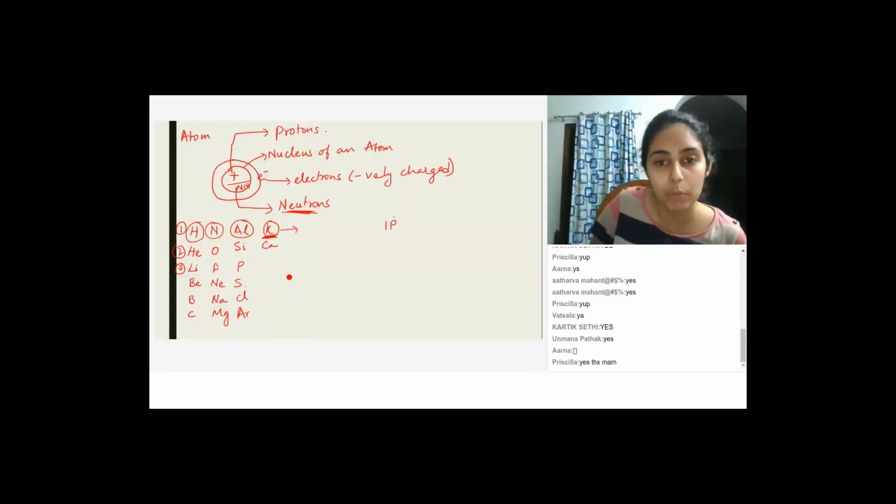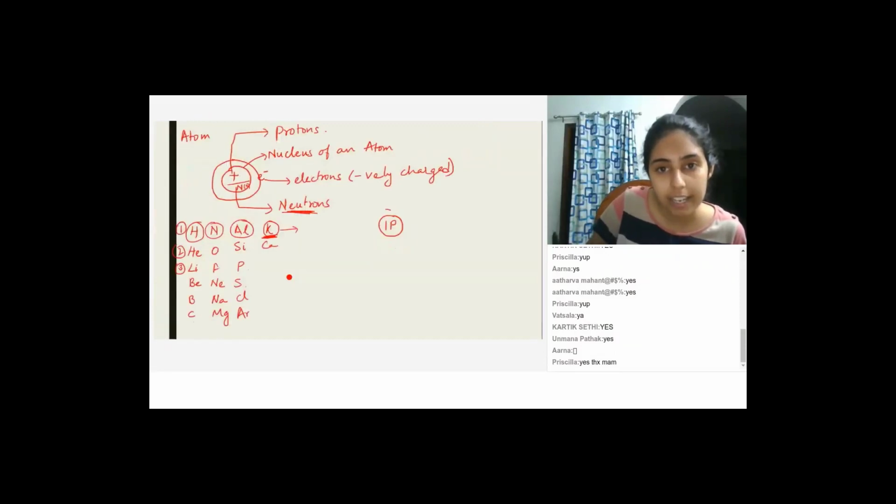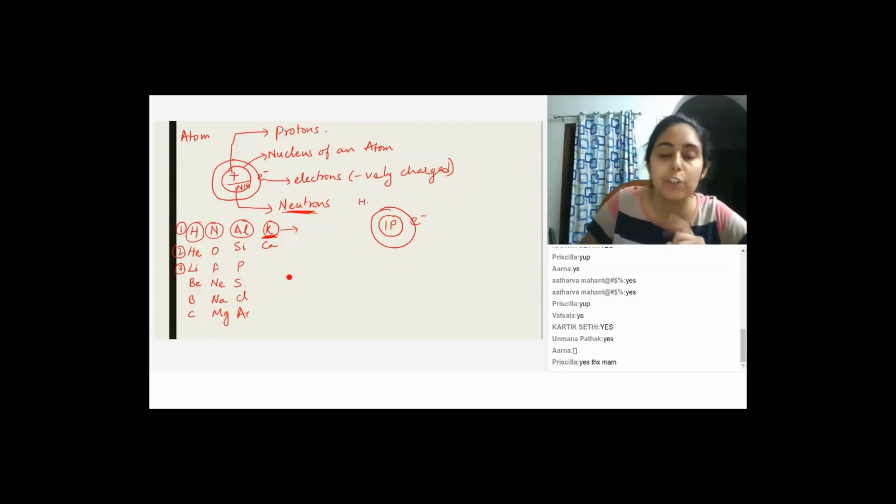It has one proton, one positively charged particle inside the nucleus. And around the nucleus, it has an electron revolving around the nucleus. Okay, so this is the structure of a hydrogen atom.